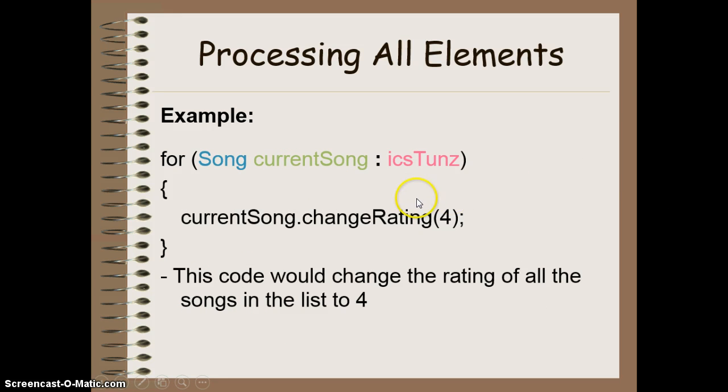So you can see, for example, here, I'm going to search through my ICS tunes collection, pulling out individual songs one at a time, each of them being called current song. And then I can do something to that current song. So this code here would go through every single song on my list and change its rating to a rating of 4.